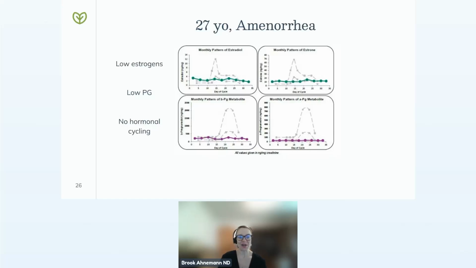And then here we have a 27-year-old with amenorrhea. Wanted to see if anything was happening since she wasn't getting cycles. We can see really nothing happening, right? Low estrogens, low progesterone, no ovulation. She's not hormonally cycling. When we see something like this, the next step would be trying to figure out the root cause, like what's going on, why aren't ovaries cycling in this young female?